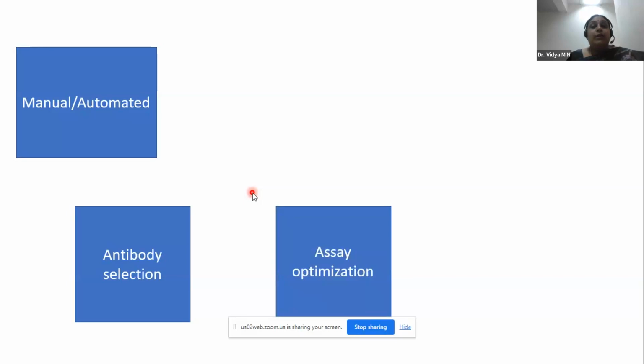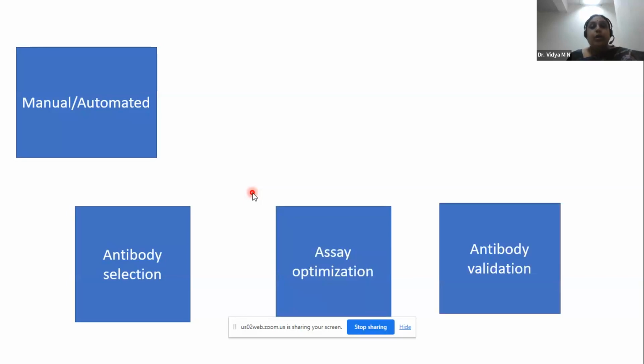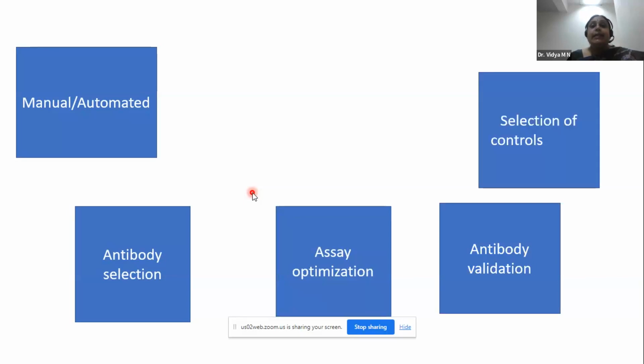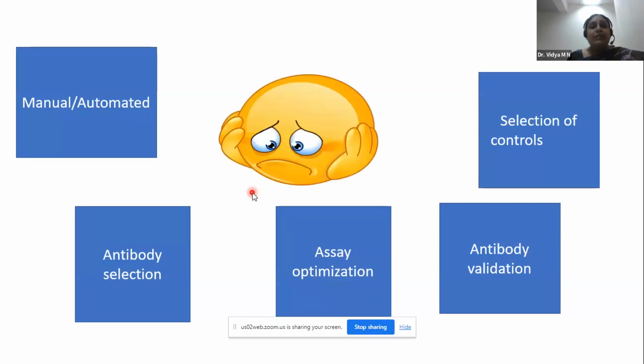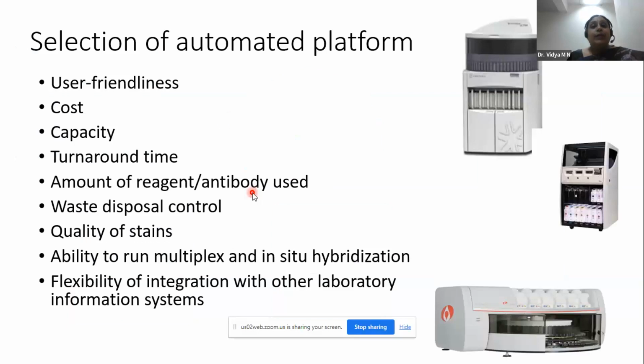have more awareness of the type of antibody selection that you are going to do, the assay optimization of your antibodies, the antibody validation methods, and finally the selection of your controls. Obviously all this is going to lead to a lot of headache, but you need to evaluate each one carefully before you actually jump into setting up your IHCs. So the selection of an automated platform, you need to give it a lot of thought.